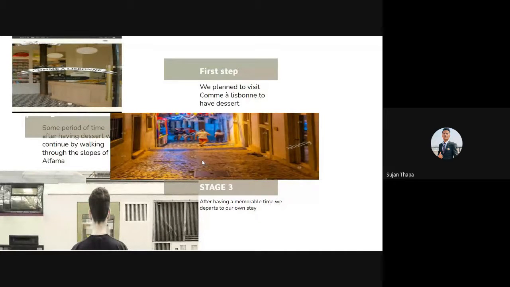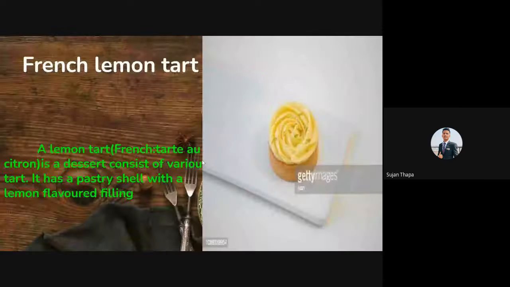So we divided our journey into three steps. First step, we planned to visit Kumaye Lesbon to have dessert. Second step, after some time after having the dessert, we continue by walking through the slopes of Alfama. And third step, after having a memorable time, we depart to our own stay. Next slide, please.